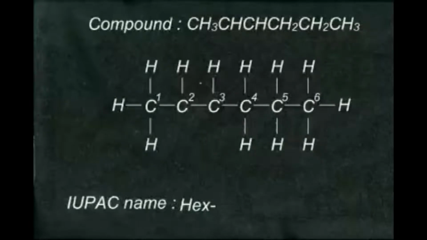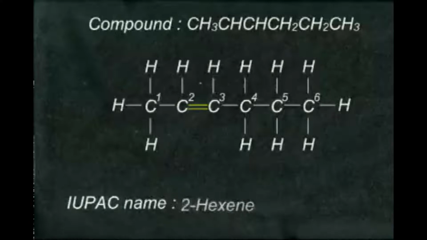On doing that, you will observe that carbons 2 and 3 still have one valency unsatisfied. So there will be a double bond between these atoms and suffix "ene" will be added. Now since the double bond is present at the second position, the name of the compound is 2-hexene.